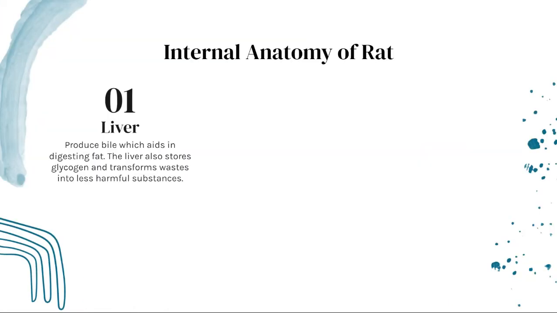The first one will be the liver. The liver has many functions, one of which aids in digesting fat. The liver also stores glycogen and transforms waste into less harmful substances. Rats do not have a gallbladder, which is used for storing bile in other animals.